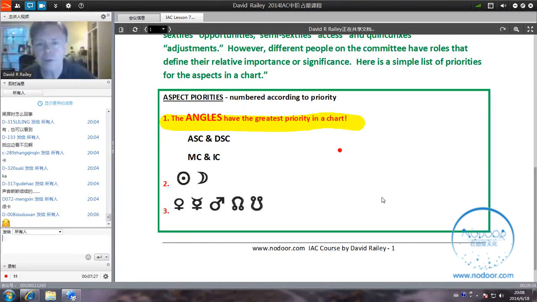And this can kind of help you. For example, if someone was born with Pluto within, say, 5 degrees of the ascendant, you should be able to see Pluto in their face, in their personality.